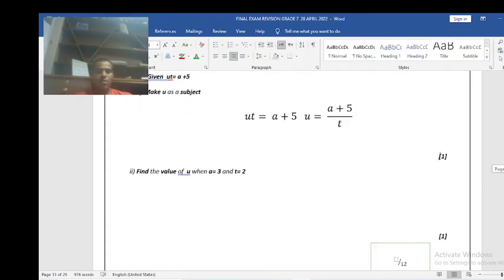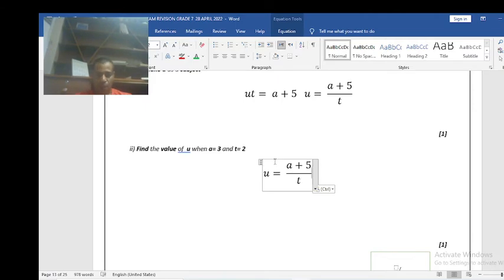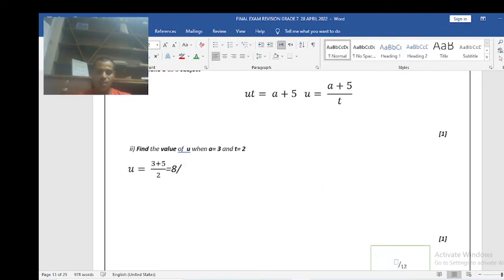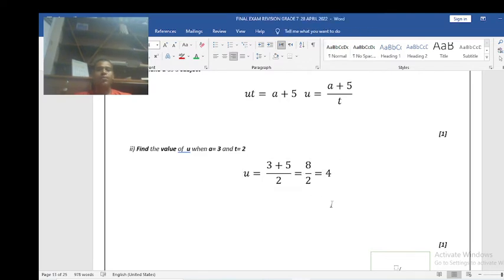Then the next question: find the value of u when a equals 3 and t equals 2. So now I'll just make a substitution. a is 3, then plus 5, and t is 2. So the expression is equal to 8 divided by 2, which is equal to 4.